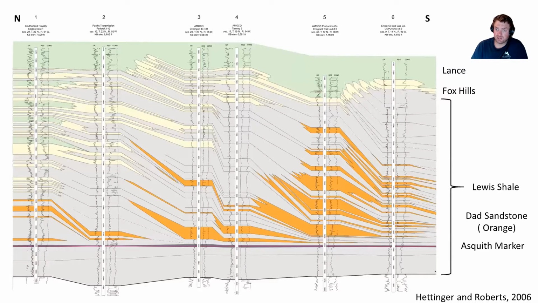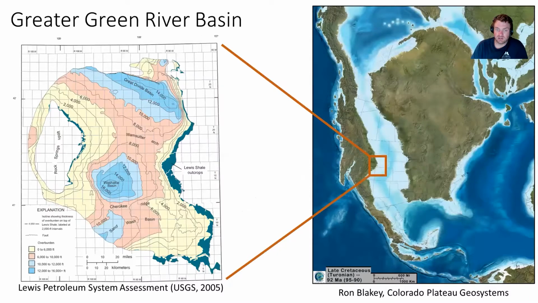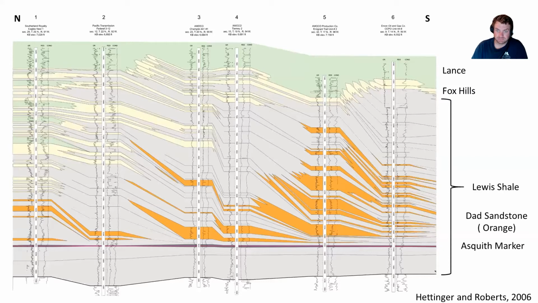And again, this is a USGS cross-section going from north to south. This lighter tan color is the Fox Hills, and these more orange beds are the Dad Sandstone. And so this is true clinoform, so you can trace building out in the basin heading from north towards the south during this time.